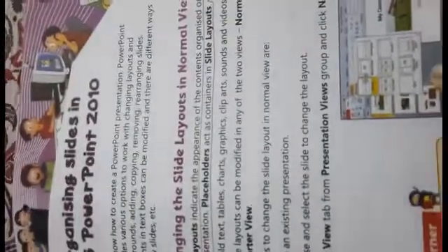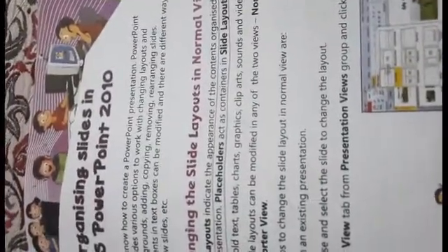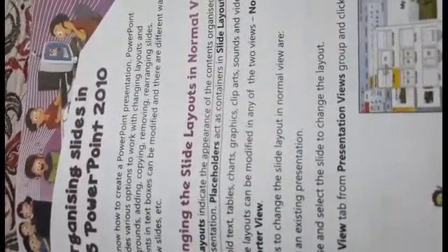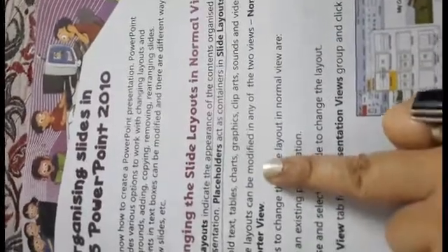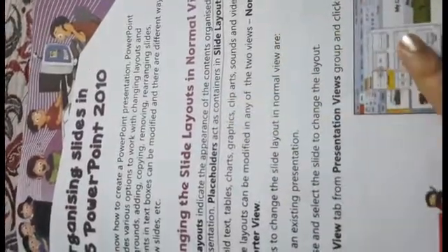So we have completed chapter number 4 in your computer book, and you have to do the question answers in your copy, and after completing you have to learn your exercise and the question answers, and you have to read the chapter twice at your home. Thank you.